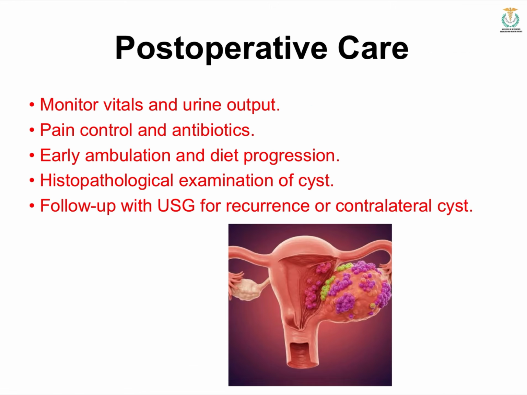And what are the post-operative things you can do for the patient? Monitor the patient after the surgery, monitor the vitals and urine output. You have to control the pain with antibiotics and NSAIDs, and early ambulation and diet progression should be advised. Histopathological examination of the cyst is required. Follow up with the USG for recurrence or any contralateral cyst. So these are the post-operative care you have to advise the patient.